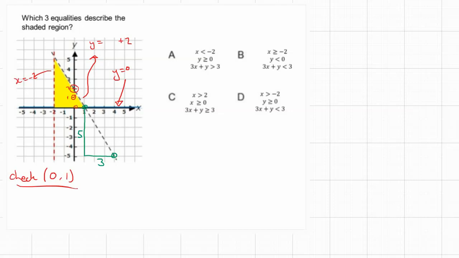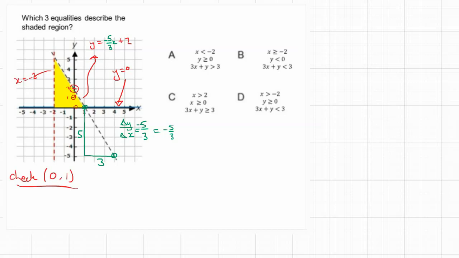So my gradient is the change in y over the change in x. My change in y is 5. My change in x is 3. It's actually going to be a -5 because I'm going down, aren't I? So it's going to be a negative gradient of -5/3. So I'm going to fill that in there, and that's going to be my amount of x.